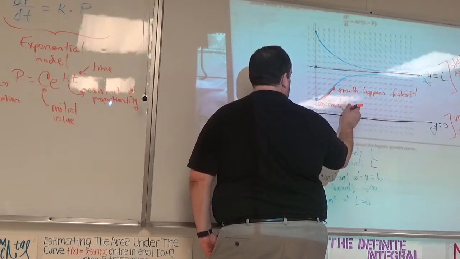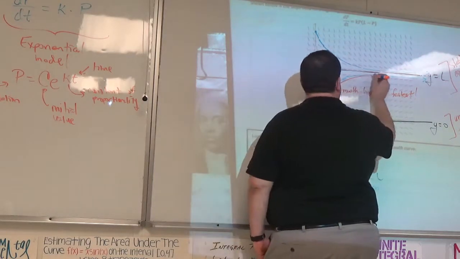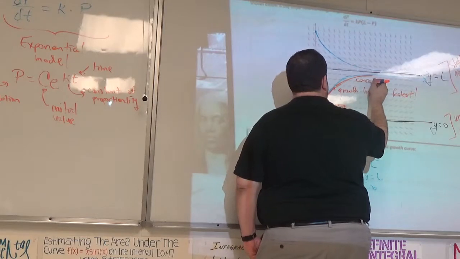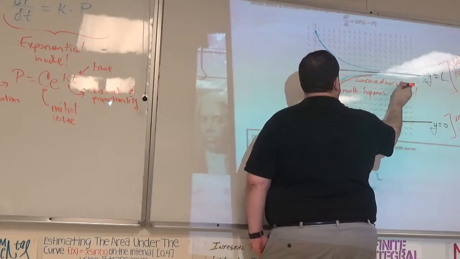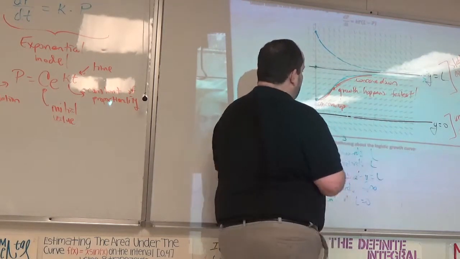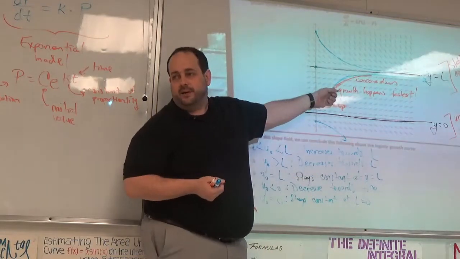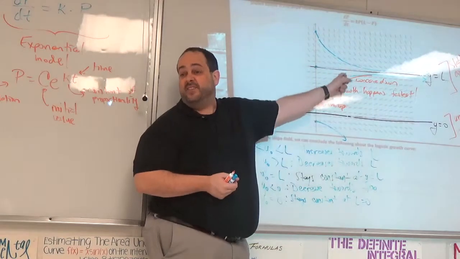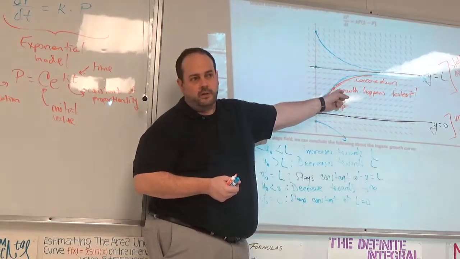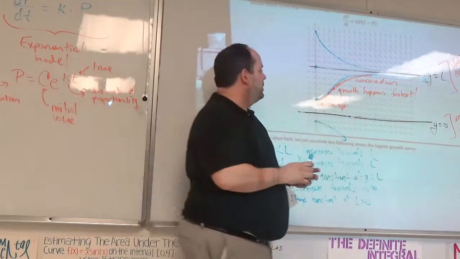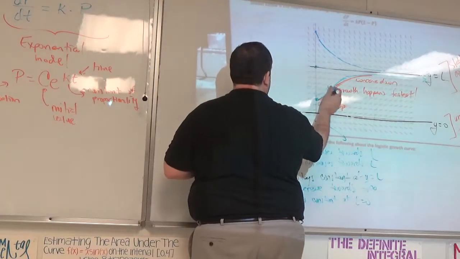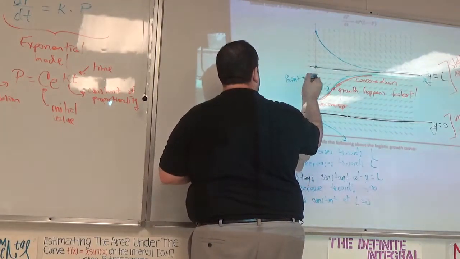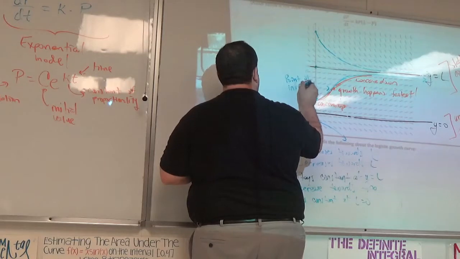Can't even spell the word up. And this part over here is going to be concave down. Which means that if at this magic point over here, I'm growing the fastest, my concavity just changed from concave up to concave down, I think we have another word for this point. Point of inflection. It's a point of inflection. Okay, so this guy here is your point of inflection.